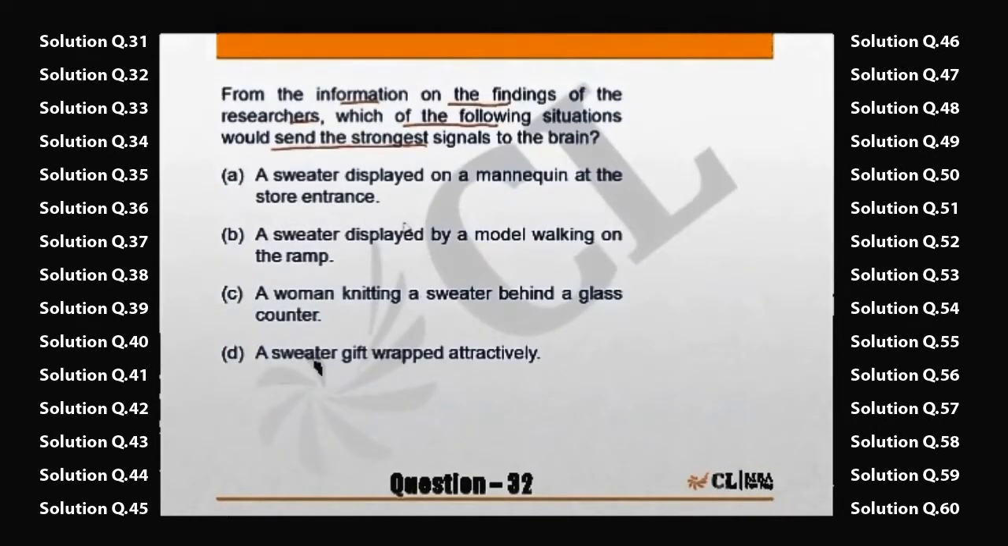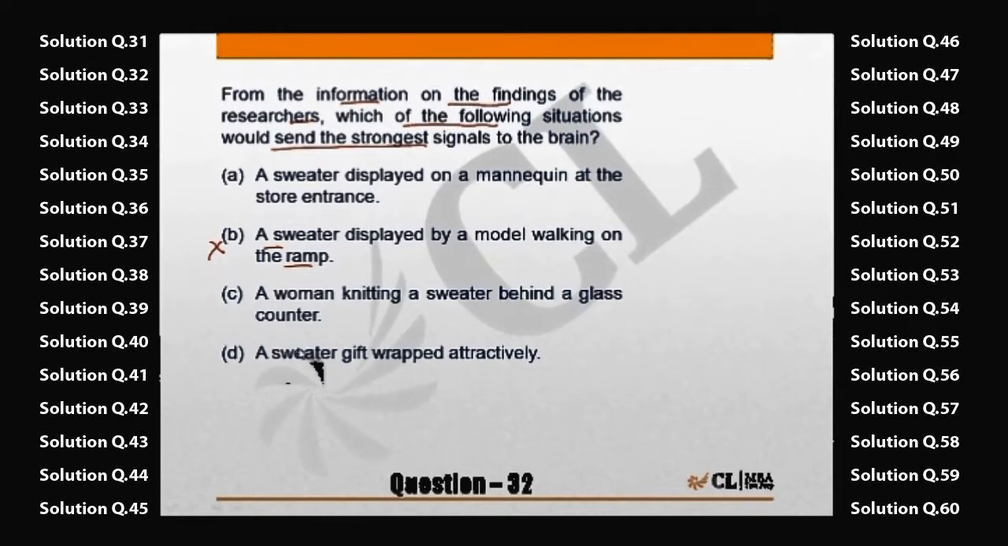A sweater displayed on the mannequin, yes, I would be willing to pay. There's a product in front of me, I can buy it if I want to. Choice B, a sweater displayed by a model walking on a ramp. When a model is walking on a ramp, it is not a decision of purchase at that point. I can appreciate it, I can like it, but I cannot purchase it. It will have to go to the store for me to purchase.